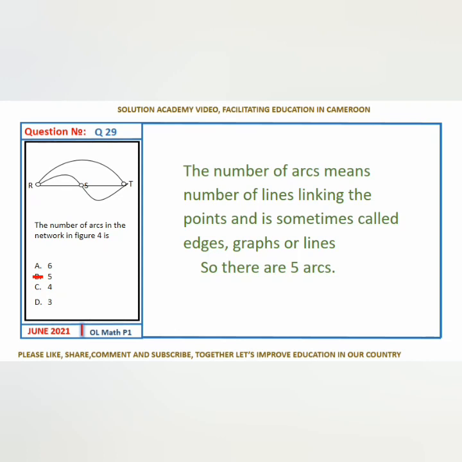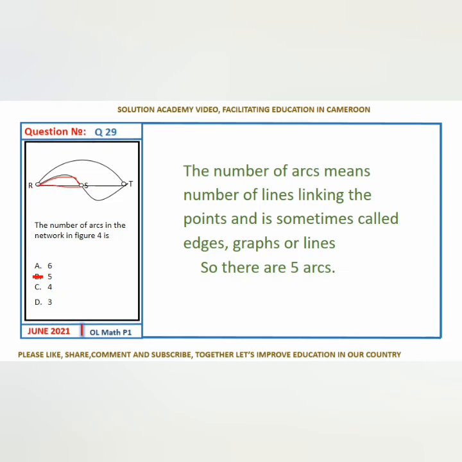So if you observe critically, you are going to see that the number of arcs here are simply 5. Why? Remember, I said number of arcs simply means the number of lines linking points. So if you look at the points, let's start with the points RS. If you look at the number of lines linking these points, you're going to see that this is the first line linking the points RS. This is the second. So we already have 2 lines.